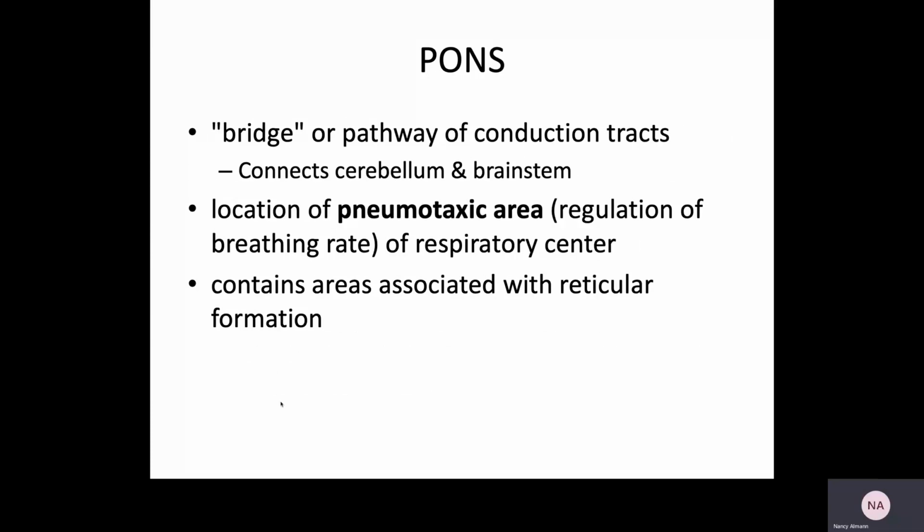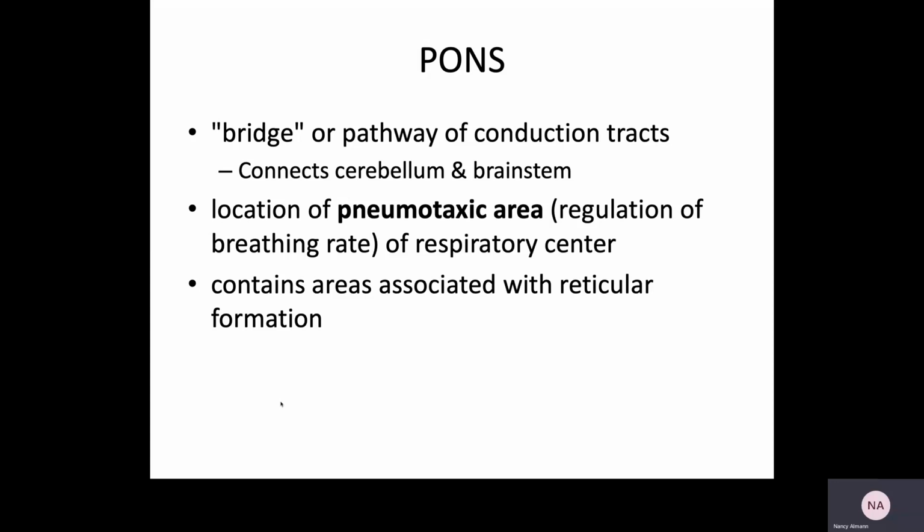The name pons means bridge or pathway, and we name it that because of the fact that it is a link for the conduction of tracts. It's going to connect the cerebellum and the brainstem. It will also importantly be the location of what is known as the pneumotaxic area of the respiratory center, and the pneumotaxic area is going to be involved in regulating your rate of breathing. It will also contain areas associated with the infamous reticular formation.